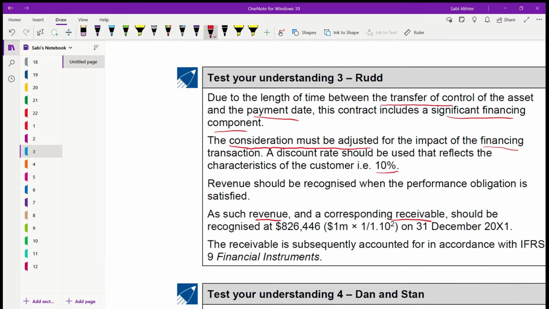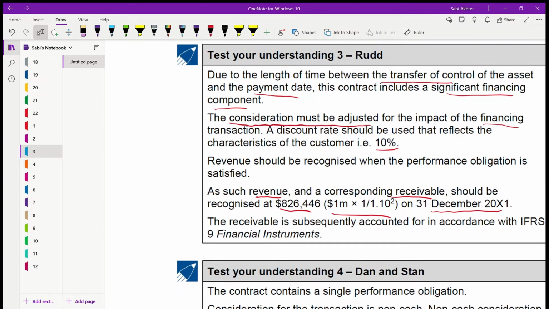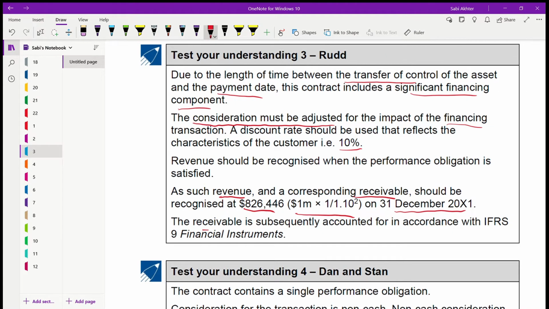So this much should be recognized because you are discounting this 1 million. 1 divided by 1.10 to the power 2, because it will be receivable on 31st December 2003, after 2 years from 31st December 2001. But on 31st December 2001, you have to find the present value of it. This 1 million is given in terms of the future value. So the receivable is subsequently accounted for in accordance with IFRS 9.